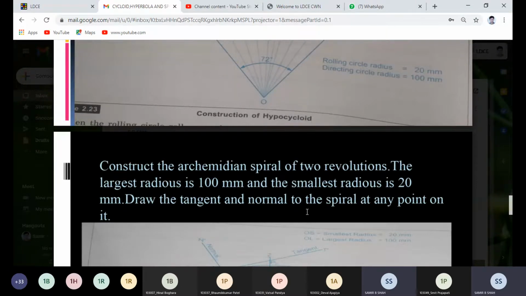Just read the data. Method to construct Archimedean spiral. There are two kinds of spiral as discussed in the syllabus: Archimedean spiral and logarithmic spiral. So we have discussed both the methods here.